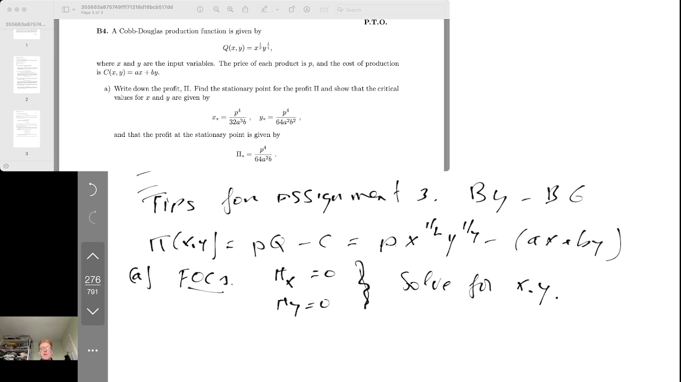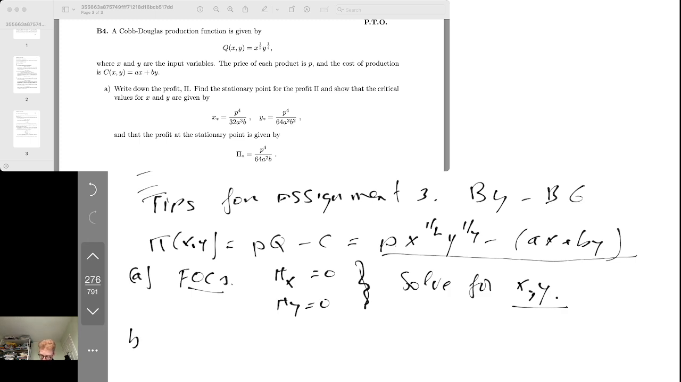The first thing we need to do is take the two partial derivatives of this profit function. So pi_x is 0 and pi_y is 0, and then solve for x and y, and find the provided expressions. You can look in the notes, and it was essentially done in class. Then, given x and y, you substitute back into pi and find the profit at the stationary point, so at x star, y star.